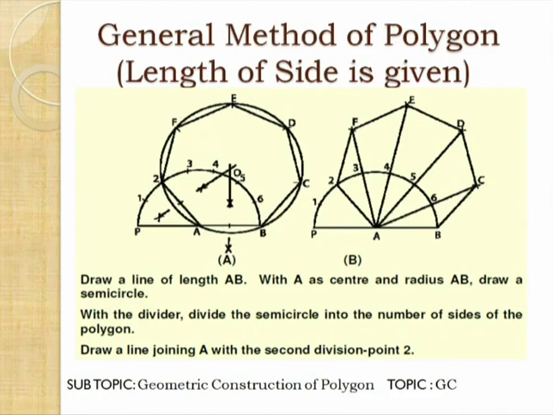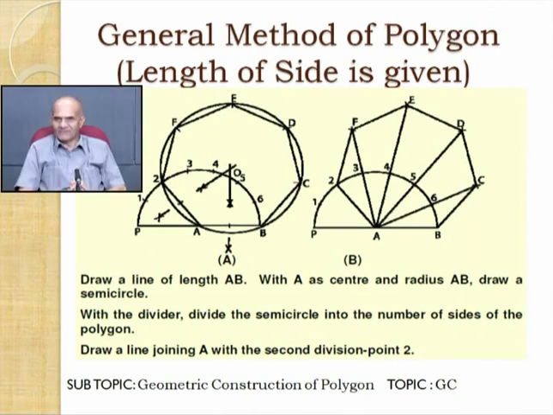So this is the circle method. In figure B, we are using the arc method. We are using the compass in figure B. Again, we are knowing the length of side AB. Taking AB as radius, you draw a semicircle. Then you divide the semicircle into equal parts. Again, we want to draw a heptagon, so we will divide this semicircle into 7 parts.